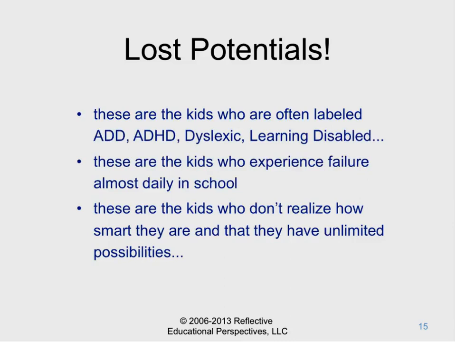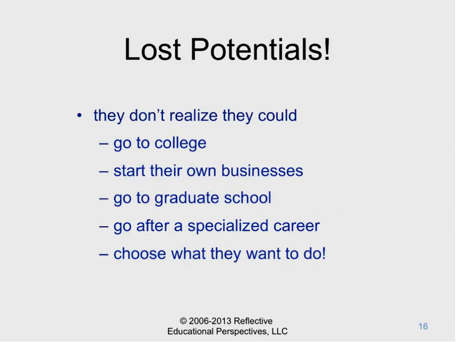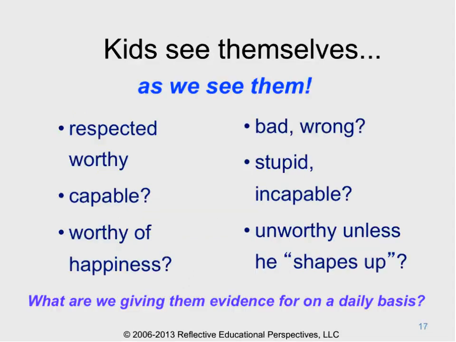These are the kids who are often labeled ADD, ADHD, dyslexic, learning disabled, and we'll take a look at these in a few minutes. We'll take them apart a little more. These are the kids who experience failure almost daily in school and who don't realize how smart they are and that they have unlimited possibilities. They don't realize they could go to college if that's what they want. They could start their own businesses. They could go to graduate school. They could go for a special career, that they could actually choose what they want to do. But mostly they're deflated, and we've given them the message that they're not good enough, not smart enough, not competent enough to go for what they want.